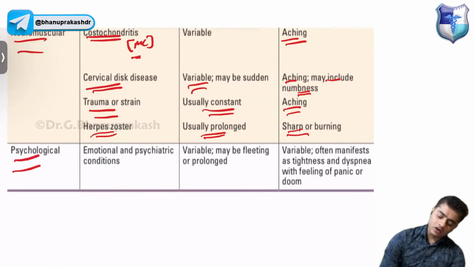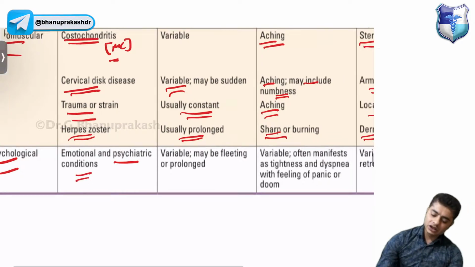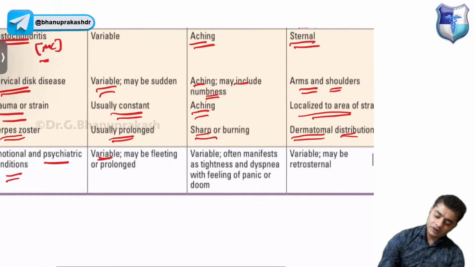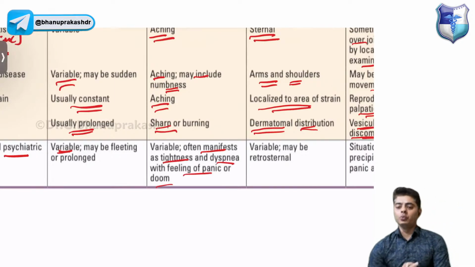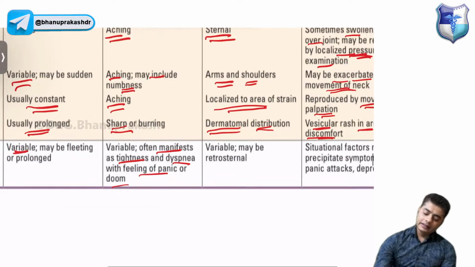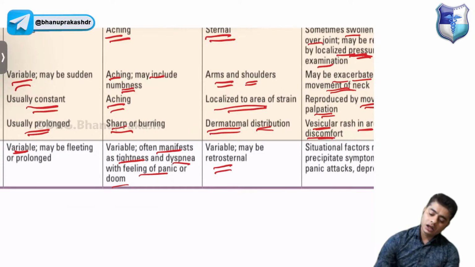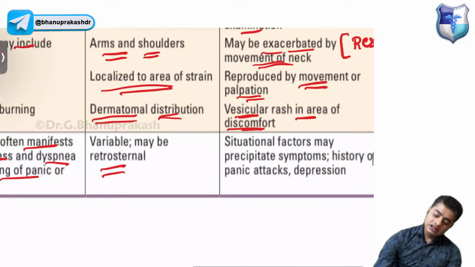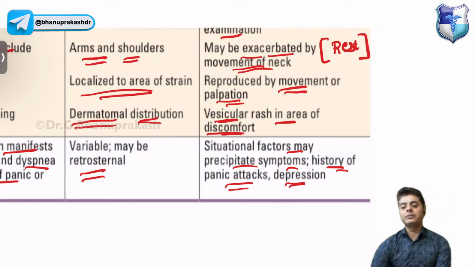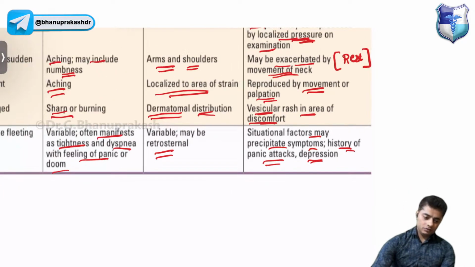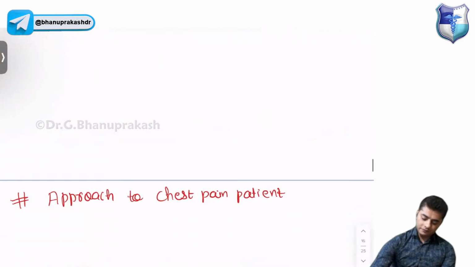And last but not least is psychology, in which come emotional and psychiatric conditions. These pains are variable. They often manifest as tightness and dyspnea with a feeling of panic or doom. They are also variable and retrosternal. Situational factors may precipitate these symptoms. Suppose you are having an exam next day, your anxiety pain will appear. And a history of panic attacks and depression will be there.